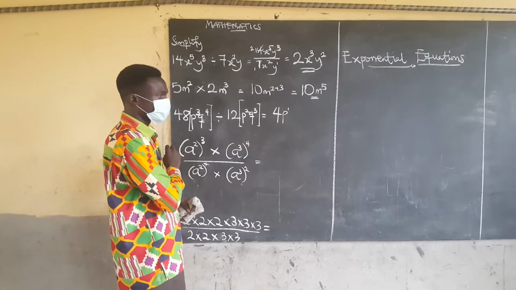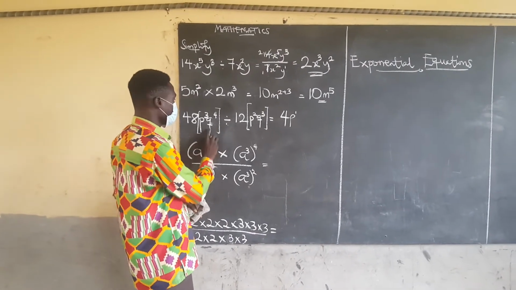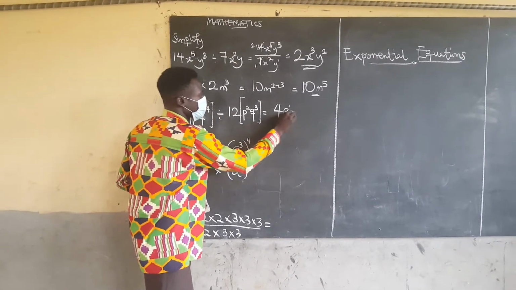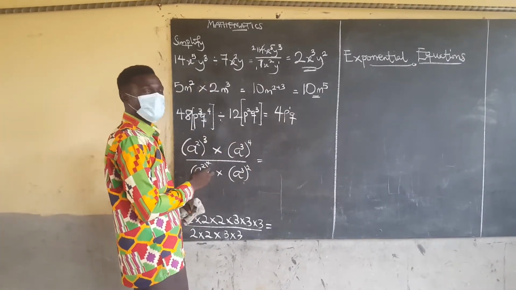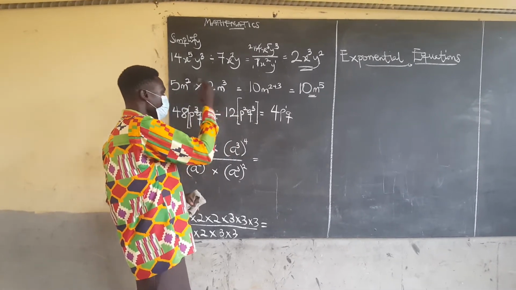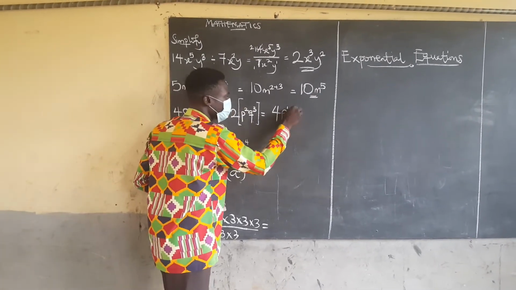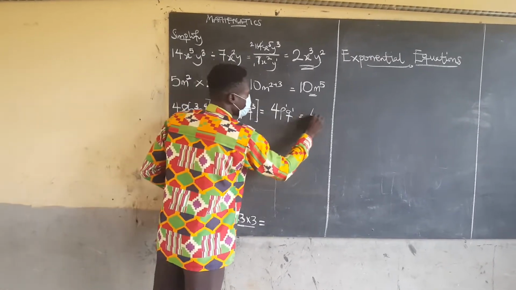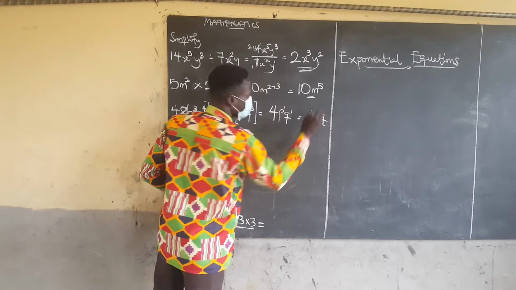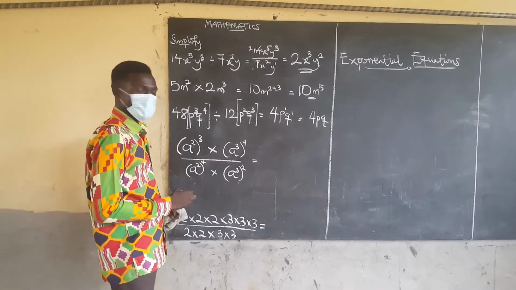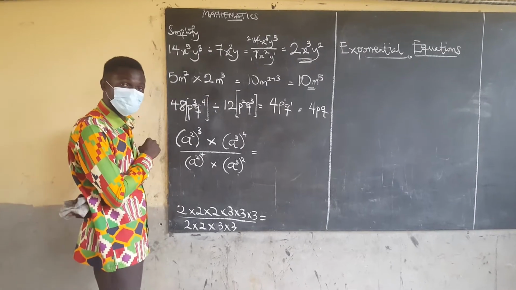Now you come to k. You are dividing. The bases are the same. You subtract. So k, what are the powers? 4 and 3. So 4 minus 3 will also give us 1, which is equal to 4p cubed. So this is the answer for this. Now let's take the next one.